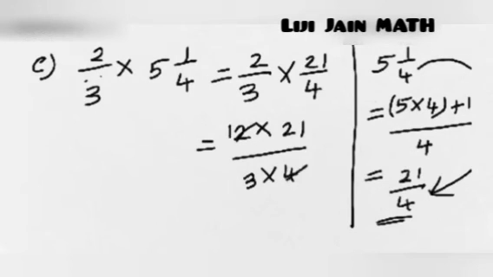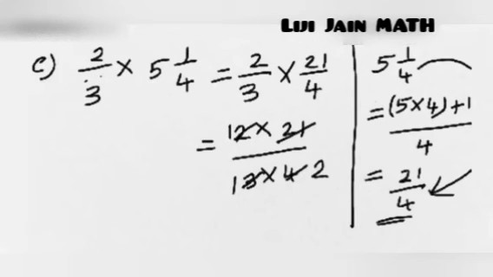2 ones are 2. 2 cancelled and 1. 2 ones are 2, 2 twos are 4. Okay, again, anything else? Yes, of course, 3 and 21 can be cancelled by the 3 table. 3 ones are 3, 3 sevens are 21.